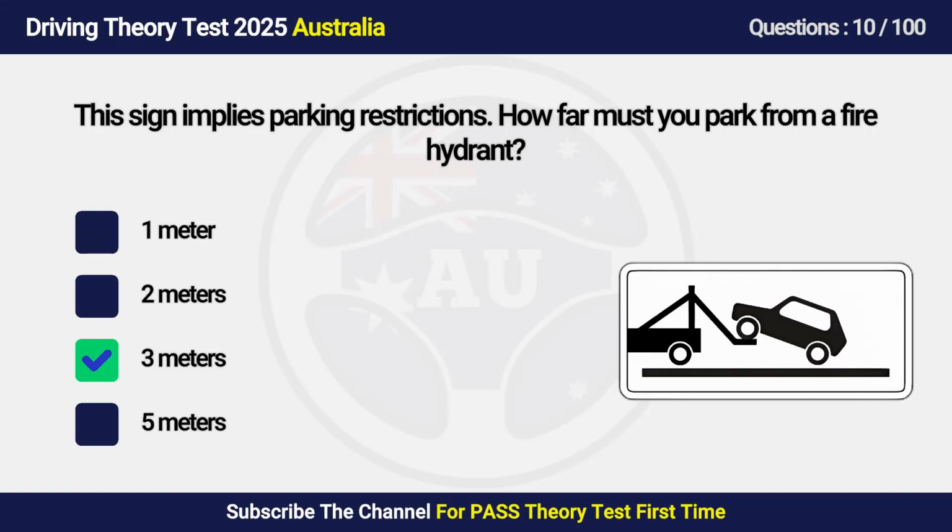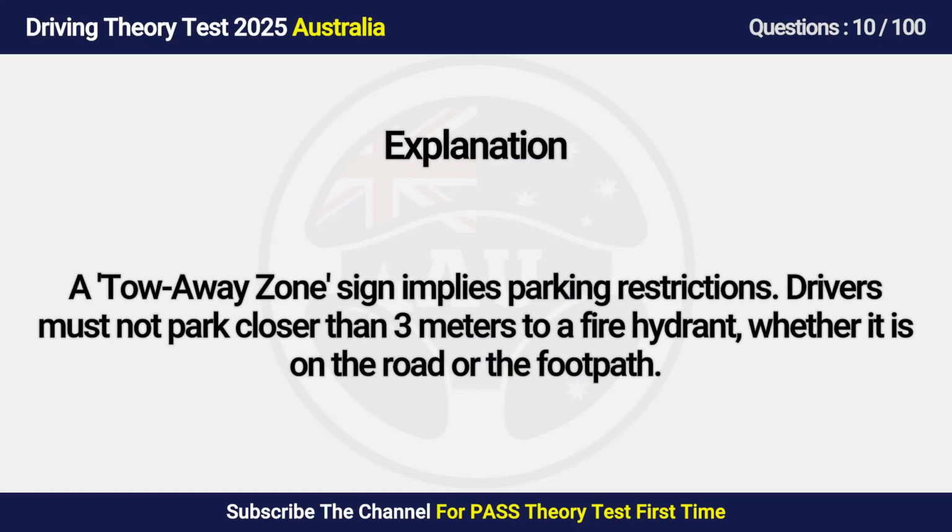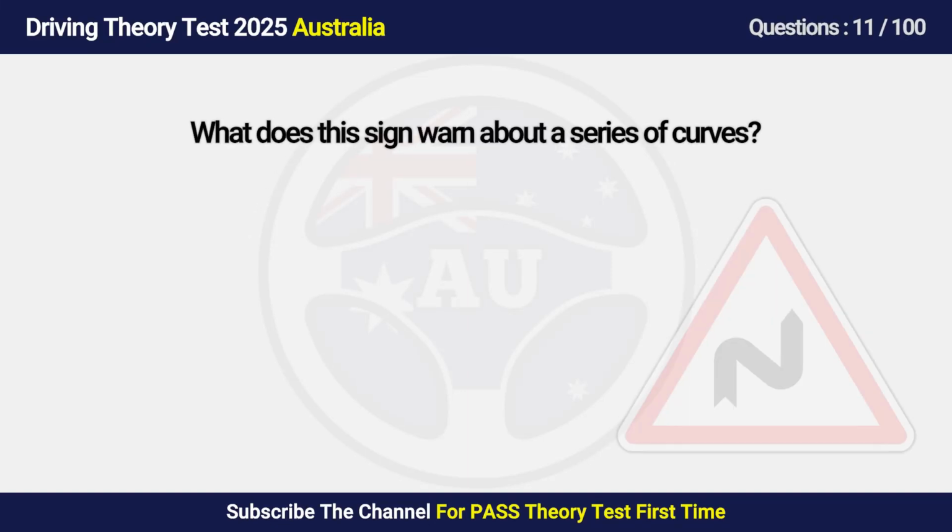Answer is C. 3 meters. A zone sign implies parking restrictions. Drivers must not park closer than 3 meters to a fire hydrant, whether it is on the road or the footpath.